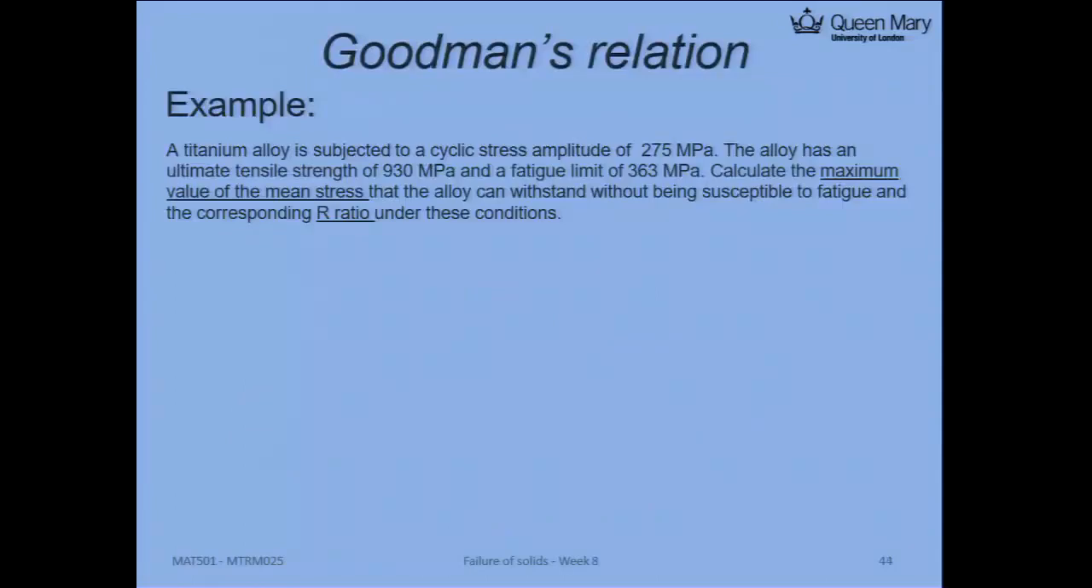Okay. Now let's just do an example to help you understand this Goodman relation. So a titanium alloy is subject to a cyclic stress amplitude of 275 megapascal. Okay, that's the first thing we get.